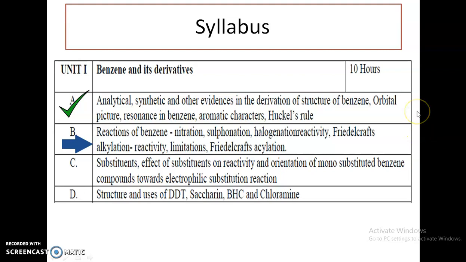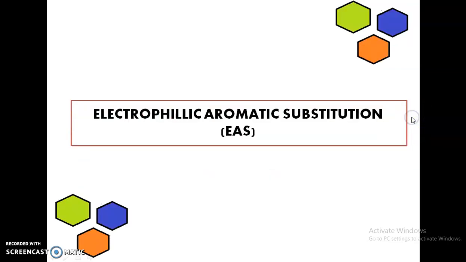We are coming to the B, where we are going to talk about the reactions of benzene. Today I'm going to introduce you to a topic called electrophilic aromatic substitution. When I say electrophilic aromatic substitution, I am talking about an aromatic moiety. We have seen through Huckel's rule who all are aromatic, how we can determine a compound to be an aromatic compound. So now it is important to know what is electrophilic and what is substitution.